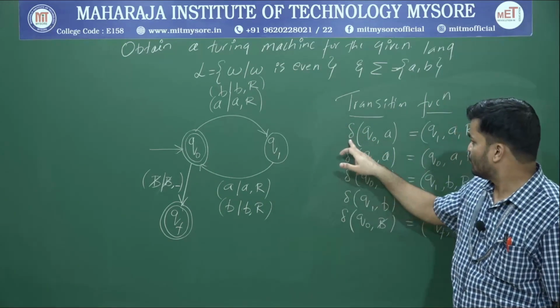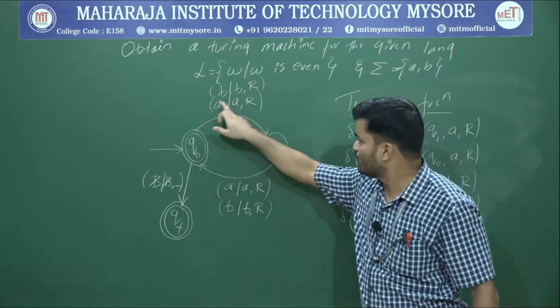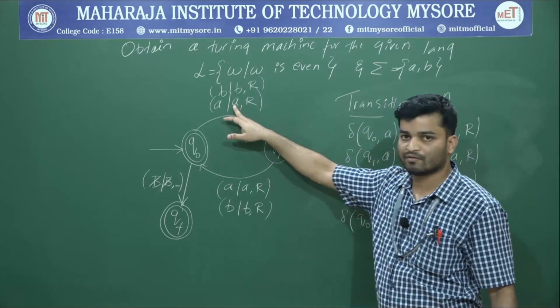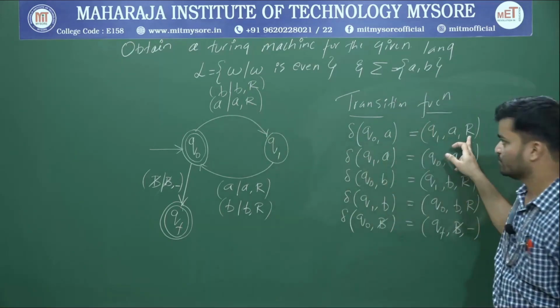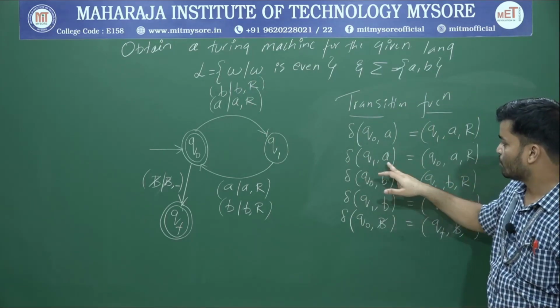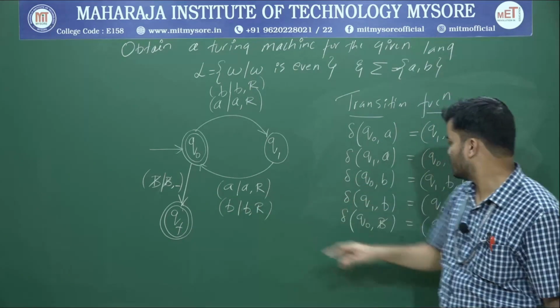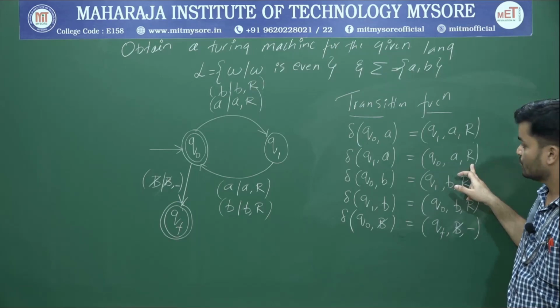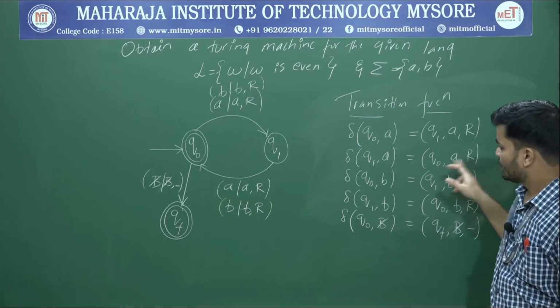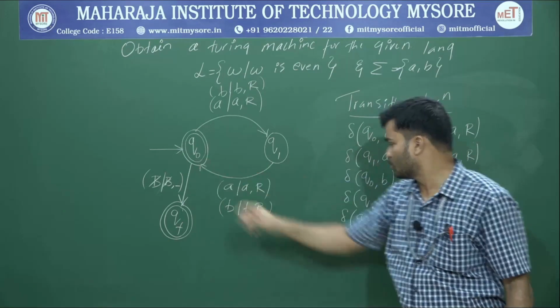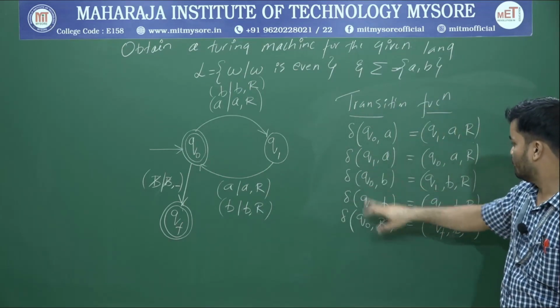So delta of Q0 upon a: we are going to maintain that a as it is, and we will move to the right-hand side. Again the same thing, Q1 upon a: we maintain that a as it is and move to the right-hand side. Again Q1 upon b: we will take a transition toward Q0.